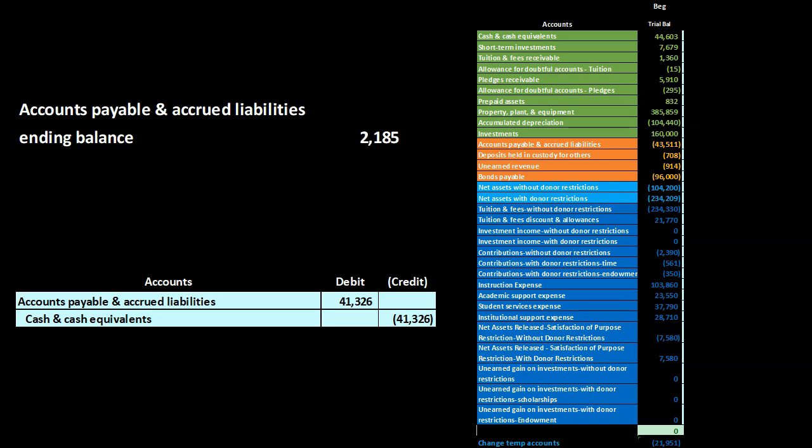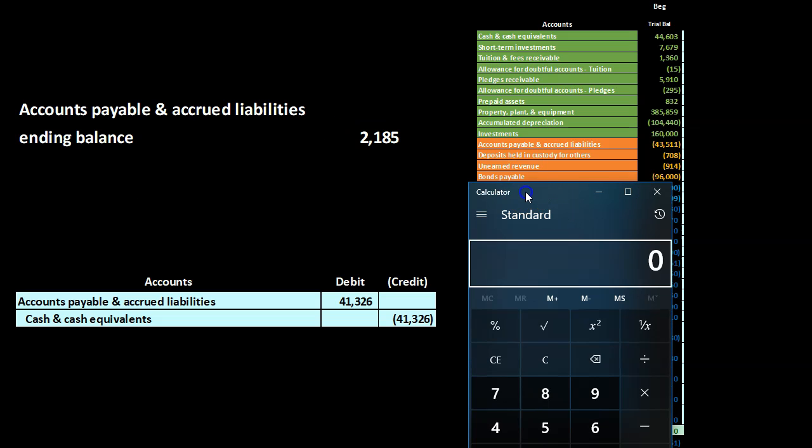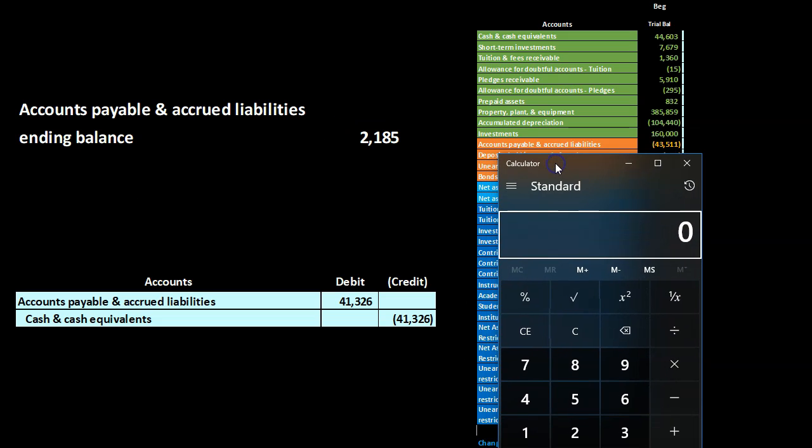$2,185. In other words, we're going to take our trusty calculator here. We're going to go up to the accounts payable and accrued liabilities. We're at 43,511 for the time period. We're going to calculate how much of that we paid in cash throughout the time period, recording in essence the cash payments for that period with one transaction by saying that the ending balance in the accounts payable is that $2,185. In order to get to that $2,185, we need to do our subtraction problem, that being the 43,511 minus the 2,185, that giving the 41,326.